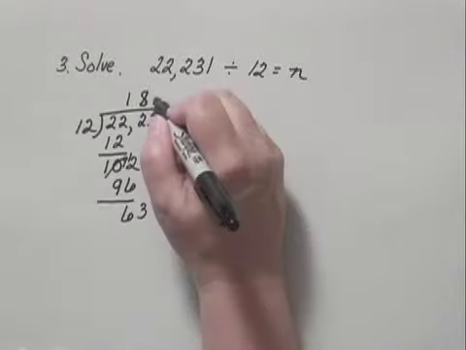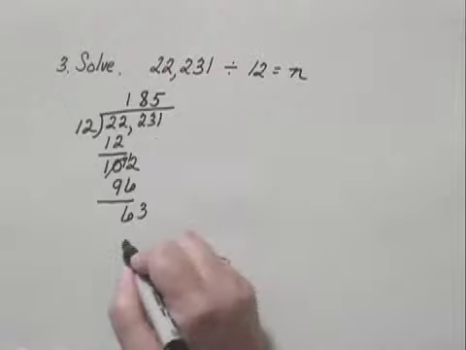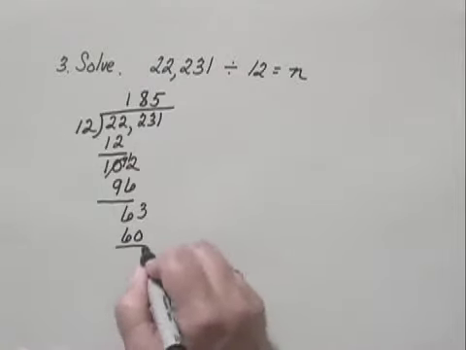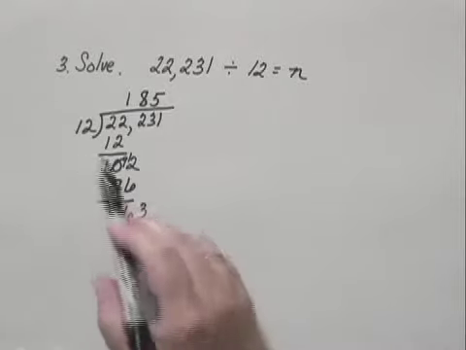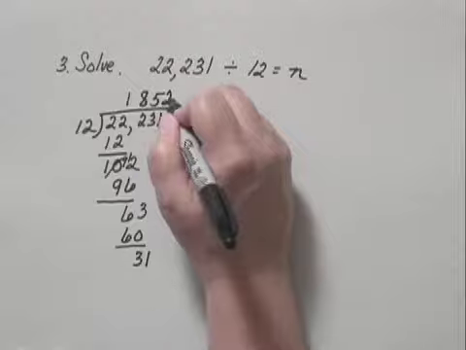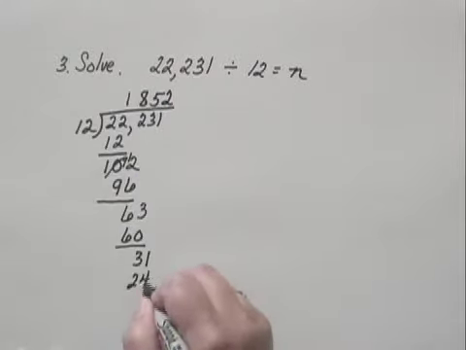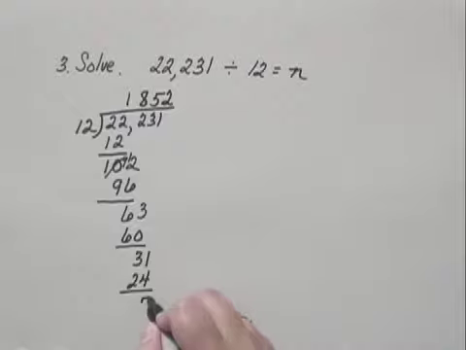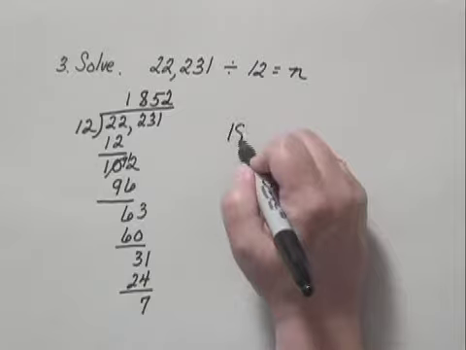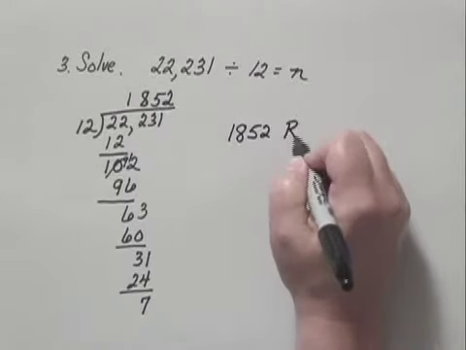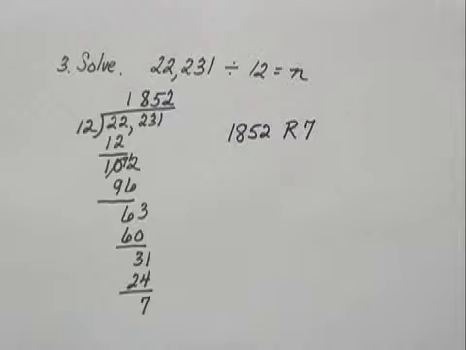12 goes into 63 5 times. 5 times 12 is 60. We subtract, and we have 3, and we bring down the last digit, which is 1. 12 goes into 31 2 times. 2 times 12 is 24. We subtract, and we are left with 7. 7 is less than 12, so we are finished, and 7 would be the remainder. So we would have n being 1,852, remainder 7.